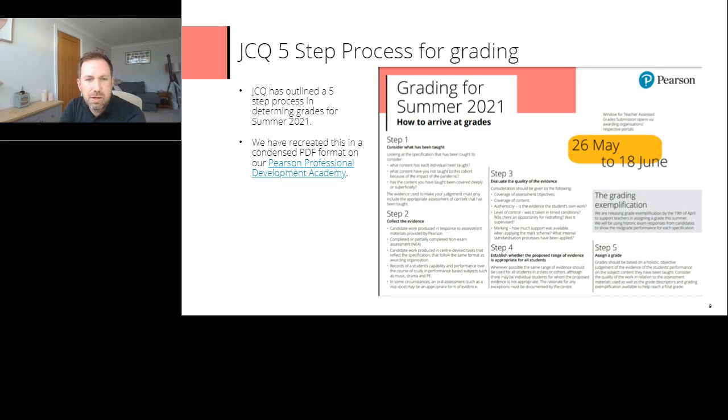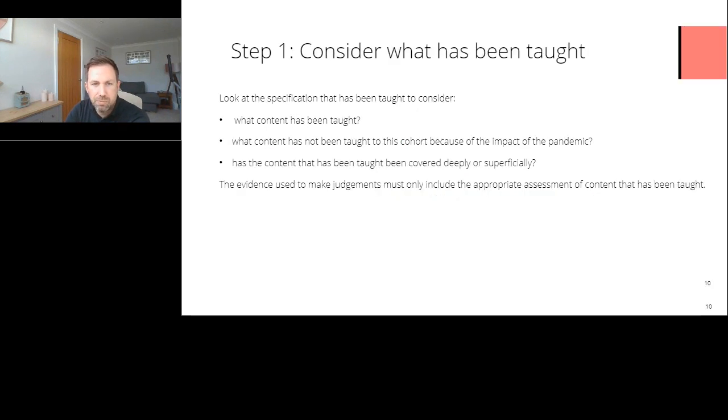So in terms of grading this summer, it's important to illustrate that there is no one process that centres must follow. But what we've tried to do through the Joint Council for Qualifications guidance is set out a suggested approach that we think will help support centres come to grading decisions fairly and consistently this year. So we've outlined a 5-step process for determining grades for you. And we have, again, on the Pearson Development Academy, a PDF which sets out each of these stages for you. So again, please do visit that site and download the PDF there after this meeting.